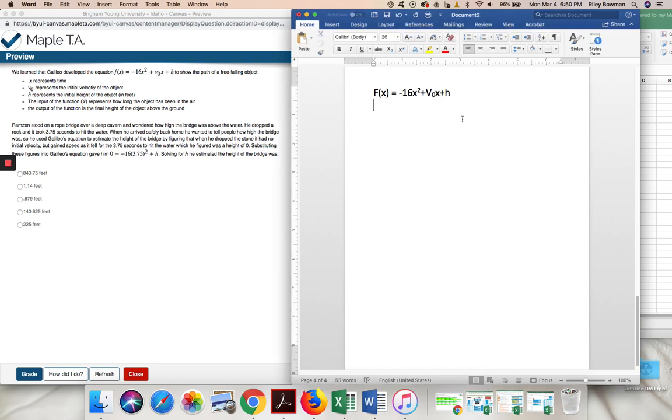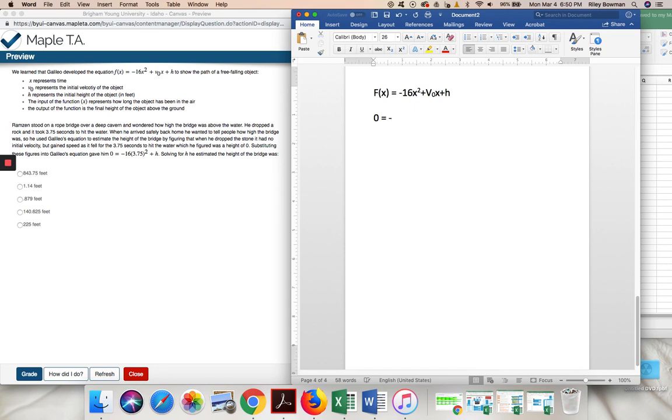Now, some of you are going to say, wait a minute, where did the zero come from? Okay, remember, it told us that f of x is the height, the final height of the object. Sorry, my mouse is doing something weird. The final height of the object above the ground. So because it hit the water, it landed at ground level, so we're going to do 0 equals.